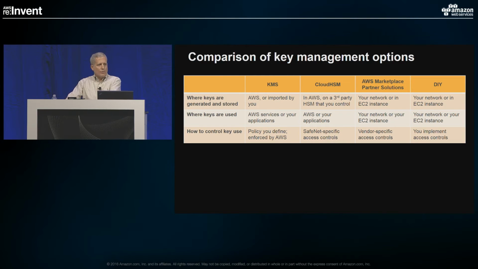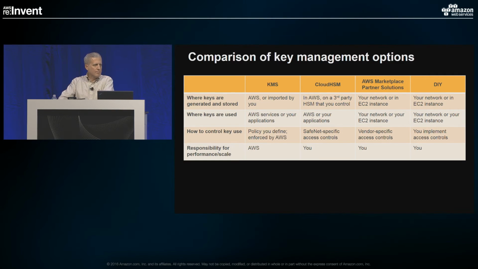With partner solutions or do-it-yourself, again, this is completely independent of AWS authorization logic. Who's responsible for performance and scale? Only in the KMS example can you rely on us to provide the performance and scale that you need. Now, in some cases, if you need a ton of encryption operations and we can't give you the requests per second that you need, you might need to cache keys locally and manage that yourself. But in every other key management solution, you're in charge.